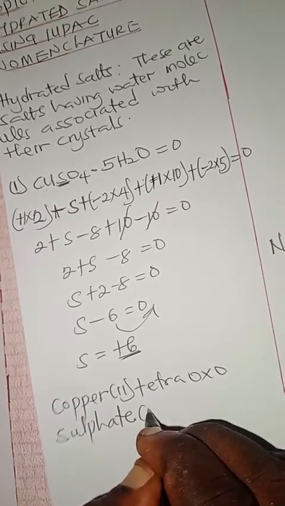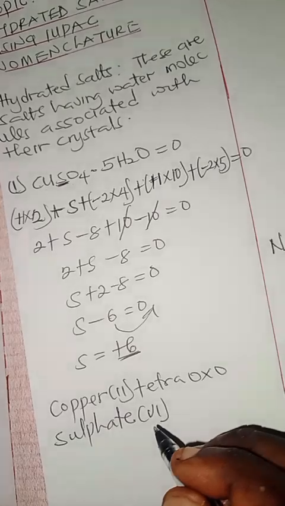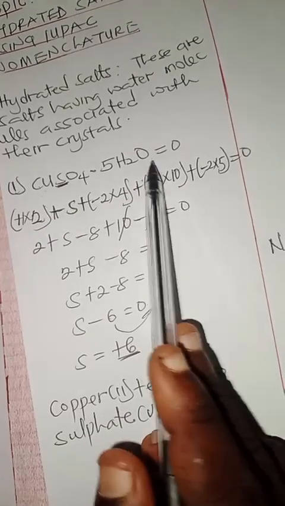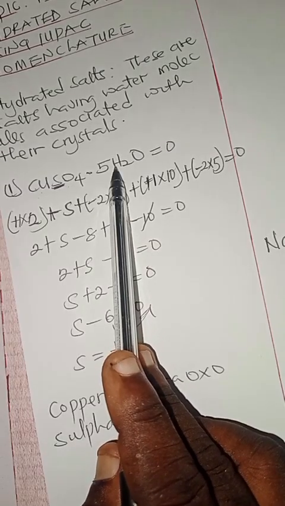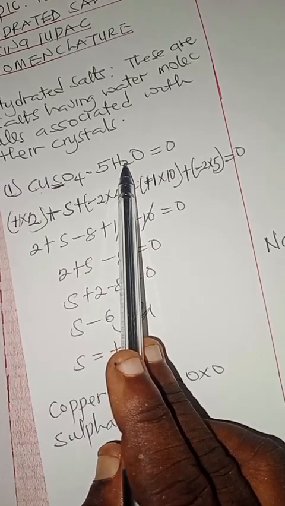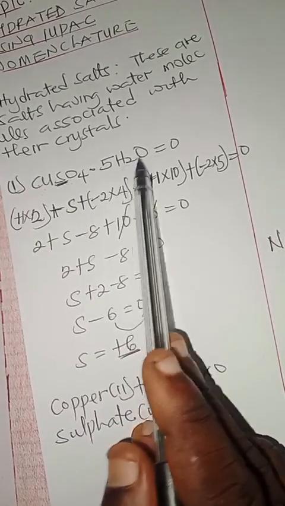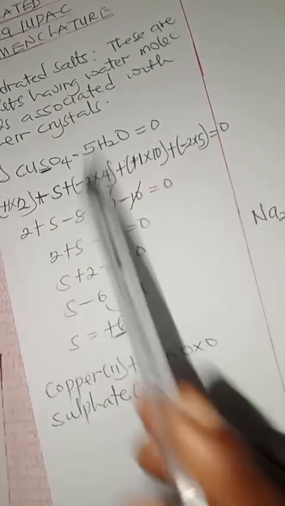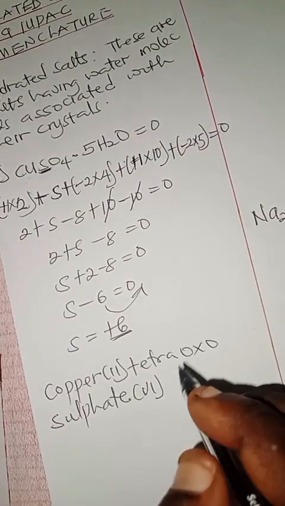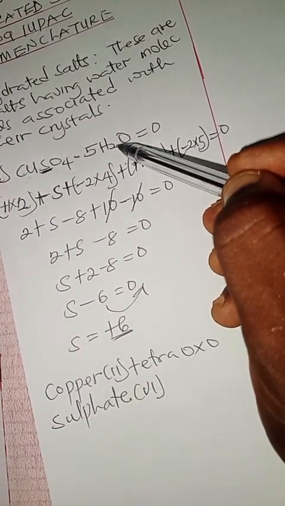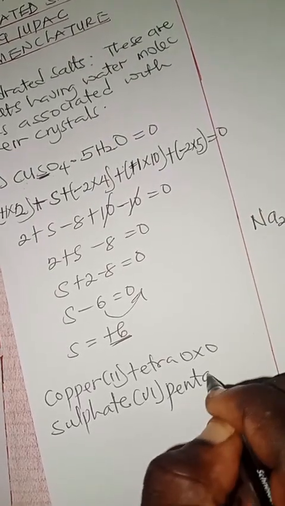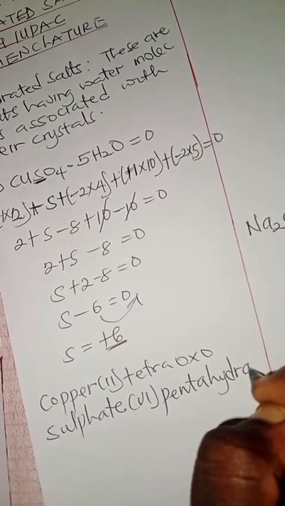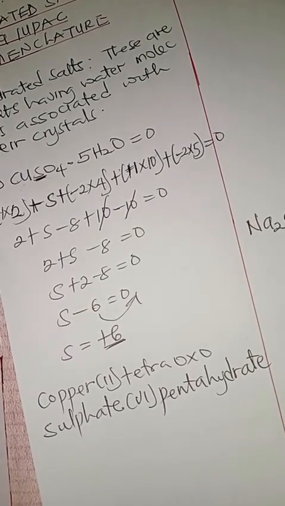Here we have 6. But that's not the end. Don't forget that we have water of crystallization here that is chemically combined with this salt. So how many molecules of water do we have here? We actually have 5, and 5 is penta, and your water is named as hydrate. So that will be pentahydrate. The name is copper 2 tetraoxo sulfate 6 pentahydrate.